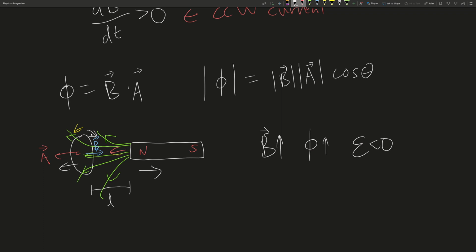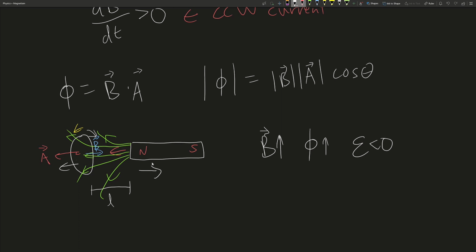So again, it's always going to counteract changes in the system. If the magnet is getting brought closer to the loop, then the loop will try to push itself away from the magnet. And if the magnet is getting pulled away from the loop, then the loop will try to pull itself towards the magnet. And that's how you can easily find the direction of the magnetic field and EMF induced by a magnet moving towards a loop.